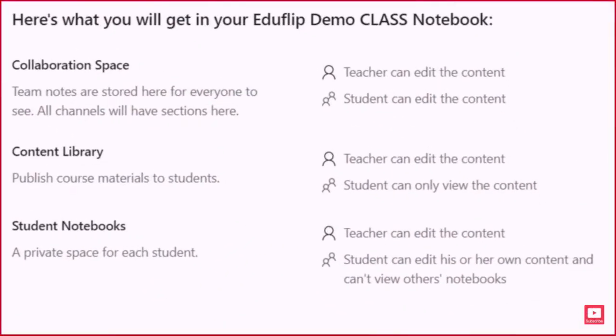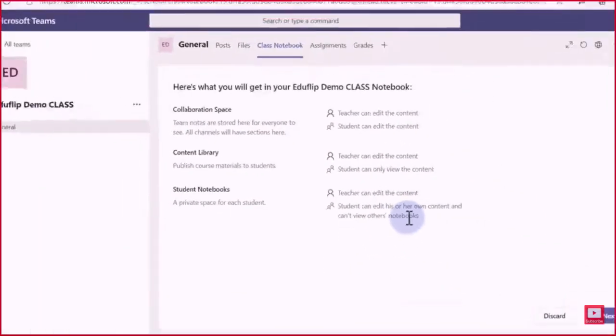So you can see here that teachers can edit the content, but students can also edit the content. So it's really a place for collaboration. You can see that teachers can edit the content and teachers can view the content when you're looking at the content library. Or the student notebooks, well, there again, both can edit, but they cannot edit each other's.